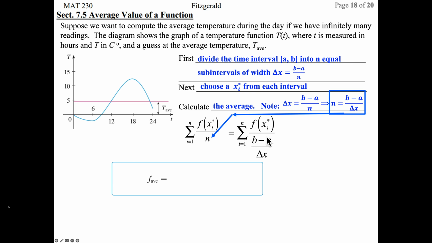But of course, we don't want to have a fraction in our denominator. We don't divide by fractions. We multiply by its reciprocal. So the change in x comes up to here. The b minus a stays in the denominator, or better yet, let's factor it to the front of the summation.